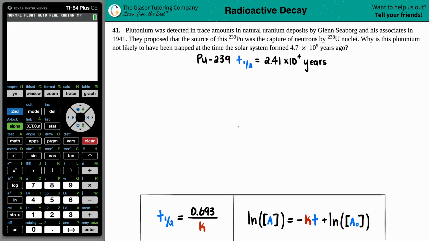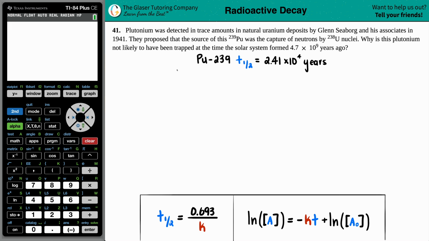Number 41. Plutonium was detected in trace amounts in natural uranium deposits by Glenn Seaborg and his associates in 1941. So that was what, 80 years ago? Every time I look at 1941, I'm always like, oh, that was 60 years ago, because my brain is somehow still trapped in the 2000s. But we are now in 2023. So this was actually 80 years ago.